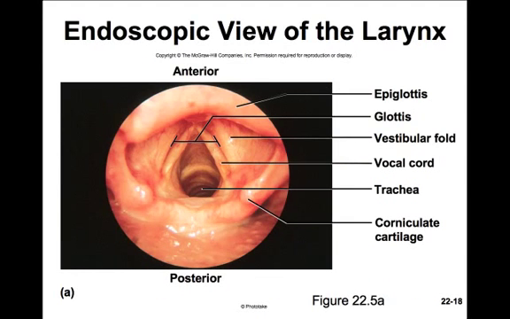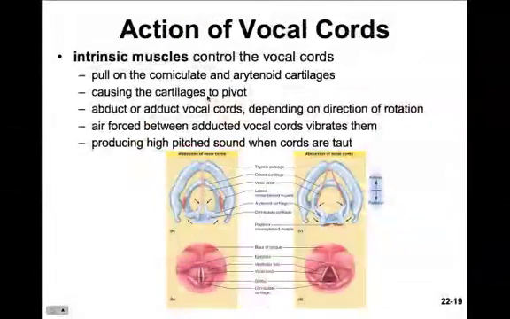Here is an endoscope picture of the vocal cords themselves in the larynx. The space here is the glottis. The epiglottis we can just see at the top of the screen. So the big question then is, how do the vocal cords make sound? And that's because of their intrinsic muscles.